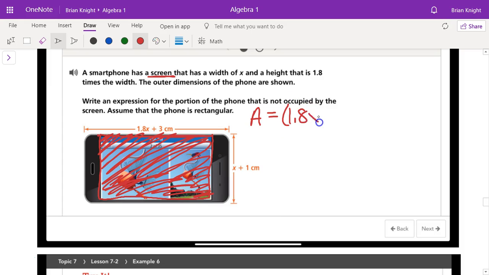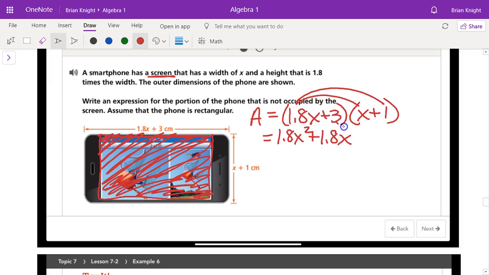1.8x plus 3 times x plus 1. That's the entire area, okay, the total area. So multiply that out. 1.8x times x is 1.8x squared. 1.8x times 1 is just 1.8x, plus 3x plus 3. So 1.8x squared plus 4.8x plus 3. That's the total area, okay? I'll put a little T down there for the total, okay?